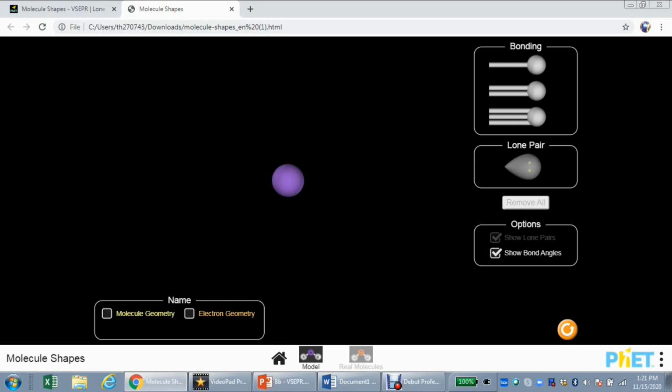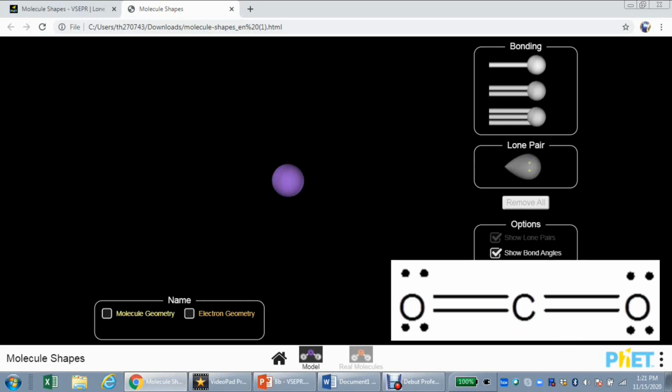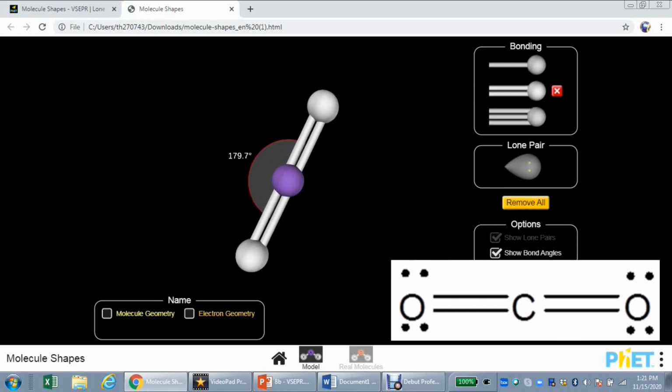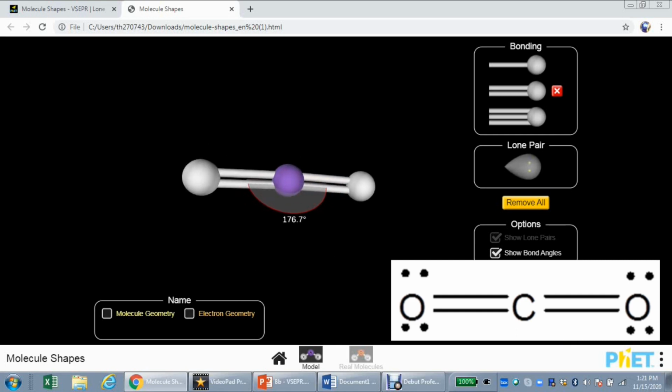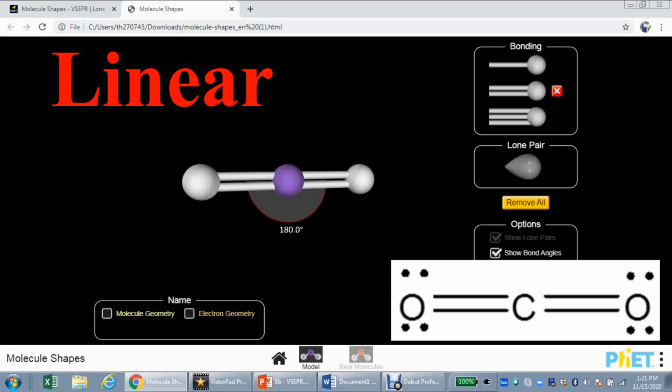Let's start with carbon dioxide. The carbon atom in carbon dioxide has 2 oxygen atoms attached and no lone pairs, and therefore it has a steric number of 2. With a steric number of 2, the bond pairs point in opposite directions so they can get as far away from each other as they can. 2 things pointing in opposite directions make a line, so we say the bond pairs take on a linear geometry.